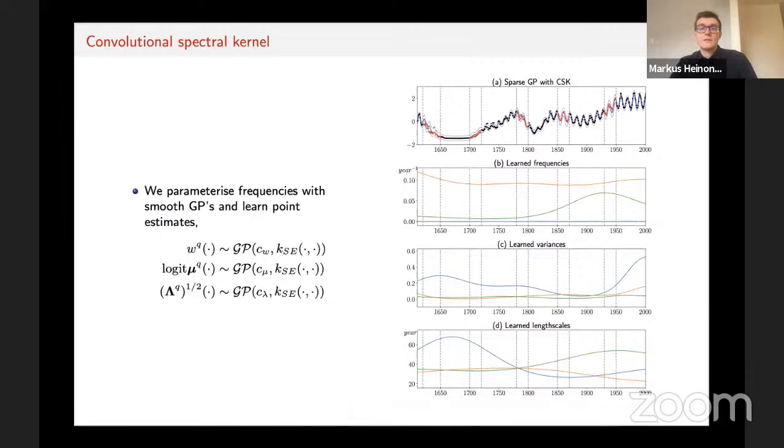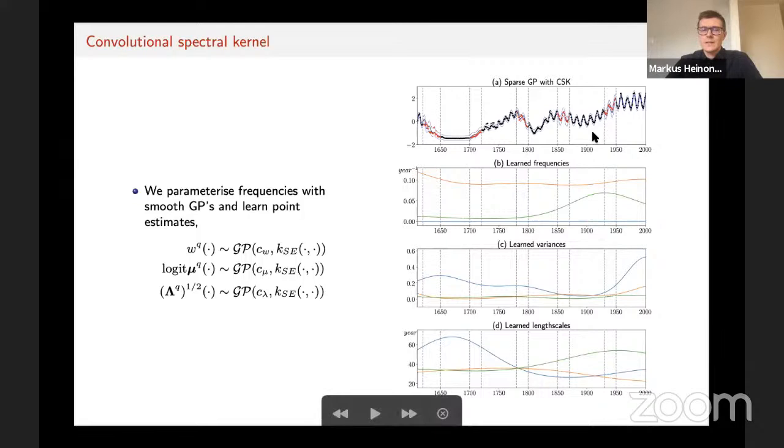Okay, so we have Barbara asking, is there a Python library available that implements spectral kernels? And is there a rule of thumb to define the number of series Q you are adding? So we have some GitHub code, but it's not very polished. So you can try. At least all the experiments we did in the paper can be reproduced from there.